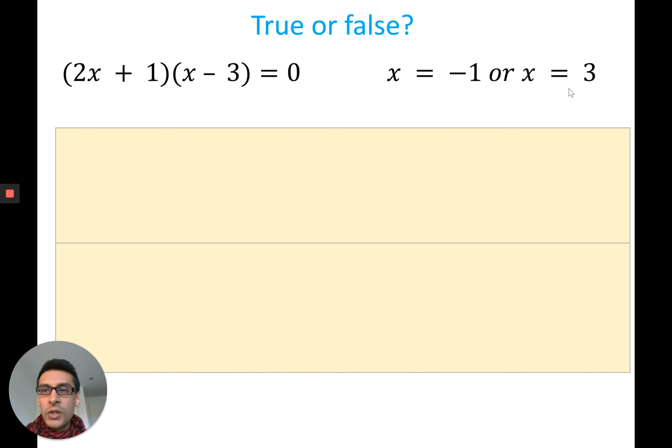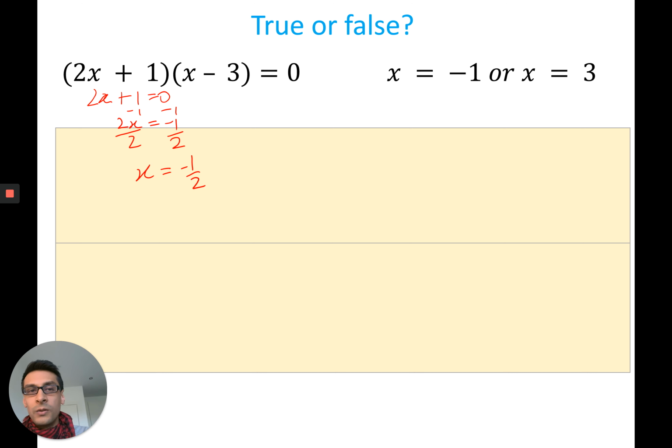Okay, I'm going to tell you the answer now. So you should get x equals -1/2 for the first one. Because I have to take away 1 from this side, so I get 2x plus 1 equals 0, take away 1, 2x equals -1, and then I divide by 2, so x equals -1/2, which is obviously not one of the answers there. And in this case, x minus 3 equals 0, plus 3, x is equal to 3. So this bit works, this bit does not.